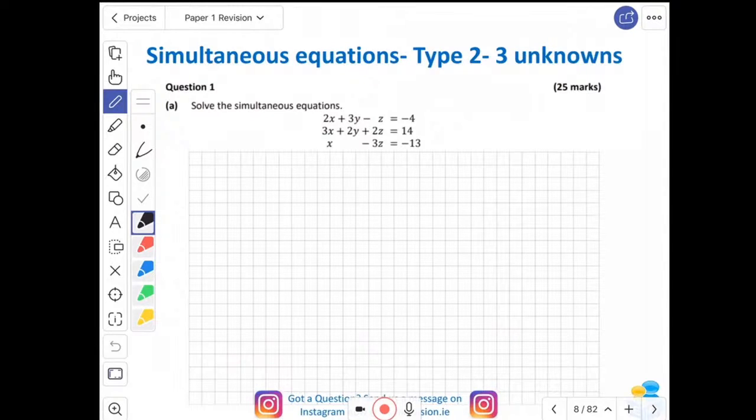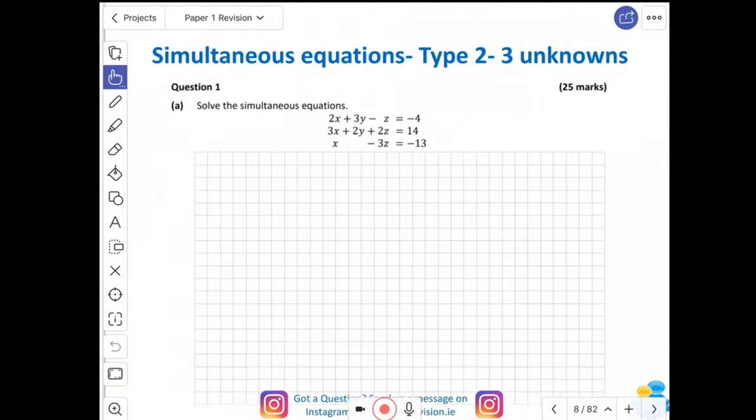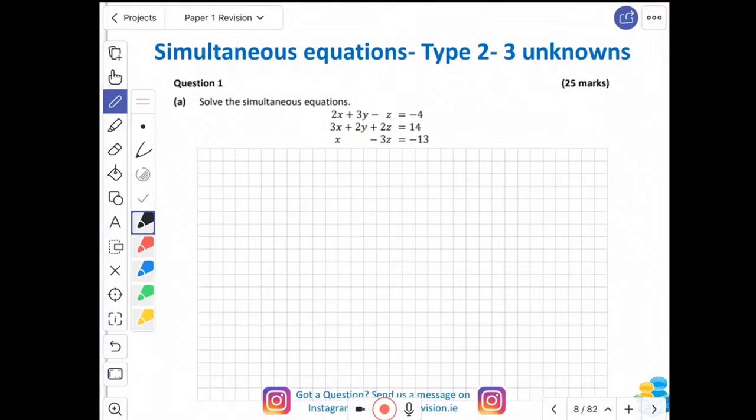So the next one then is simultaneous equations, but this one is where we have 3 unknowns. Okay, so I call this type 2, where we have 3 unknowns. This is like a 3D coordinate grid where you've got your x-axis, your y-axis, and your z-axis. So the first thing that you're going to remember with a question like this, and I always say it when I'm teaching this, is we want to get it back to our junior cert steps. Because in these examples, we've got an x, we've got a y, we've got a z. So you're thinking, if I could just get rid of one of those letters, it would be back to junior cert.